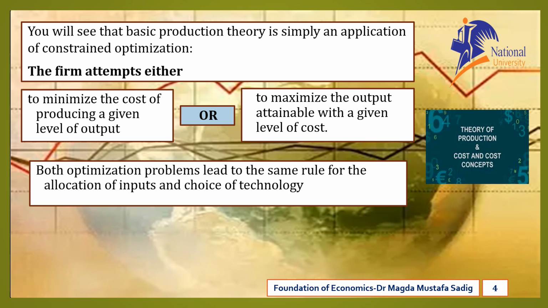The production function describes the technical relationship between inputs or resources and outputs. In simpler terms, it shows how much output a firm can produce using a given set of inputs.